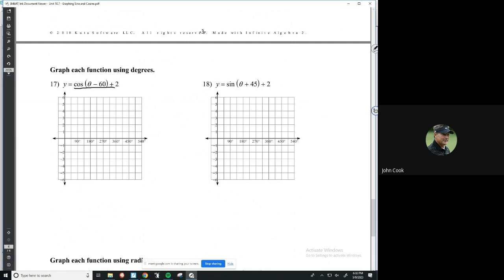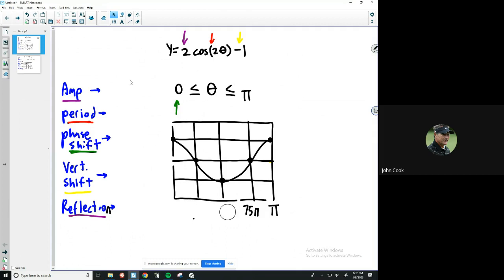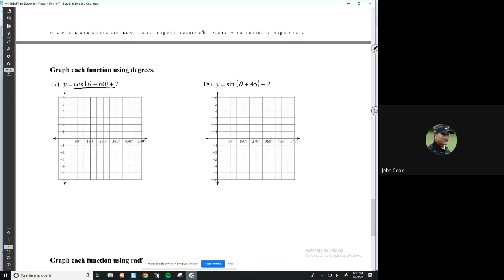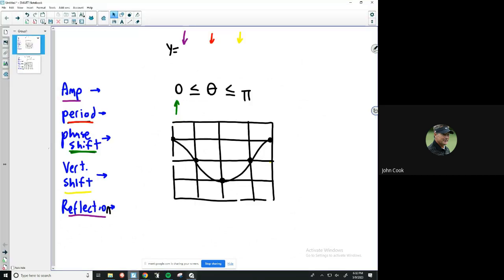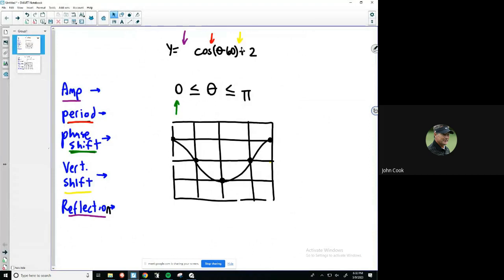My goodness. Okay, so it's a cosine graph. So let's go to the cosine graph. That's this one. And let's change it up to fit the graph that we're trying to make. All right, here we go. So it's cosine of theta minus 60 plus 2. Cosine of theta minus 60. And then plus 2 or minus 2? Which one was it? Plus 2. Okay. Plus 2. All right, so here we go.